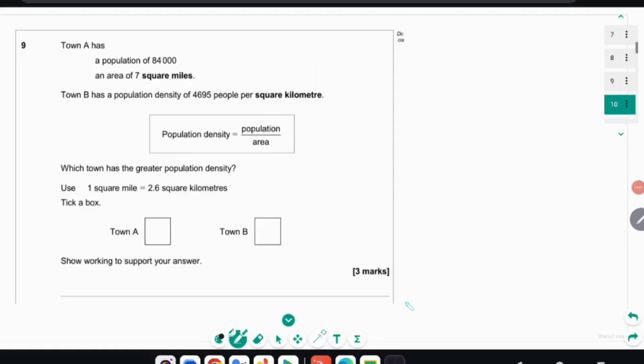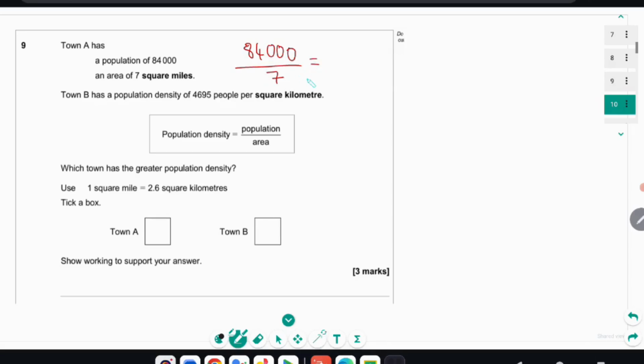Town A has a population of 84,000, an area of 7 square miles. Town B has a population density of 4,695 people per square mile. Population density equals population over area. Which town has the greater population density? Well, let's work out the population density for town A by doing 84,000 divided by the area, which is 7.